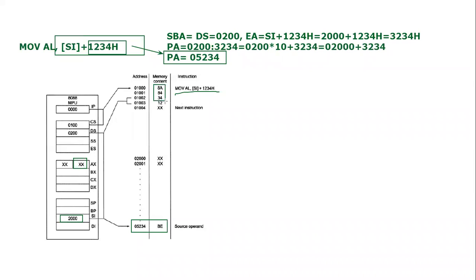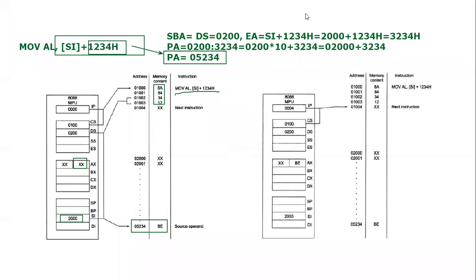Furthermore, this is a 4-byte instruction, as one can see, so IP will be incremented by 4 units. Let's see if this is going to happen or not. Let's execute this instruction. This is the situation after the execution. We can see that the BE value has moved into the lower part of the AX register, which is the AL register, and furthermore the IP value has been incremented by 4 units, because earlier it was 0000 and now it has become 0004.